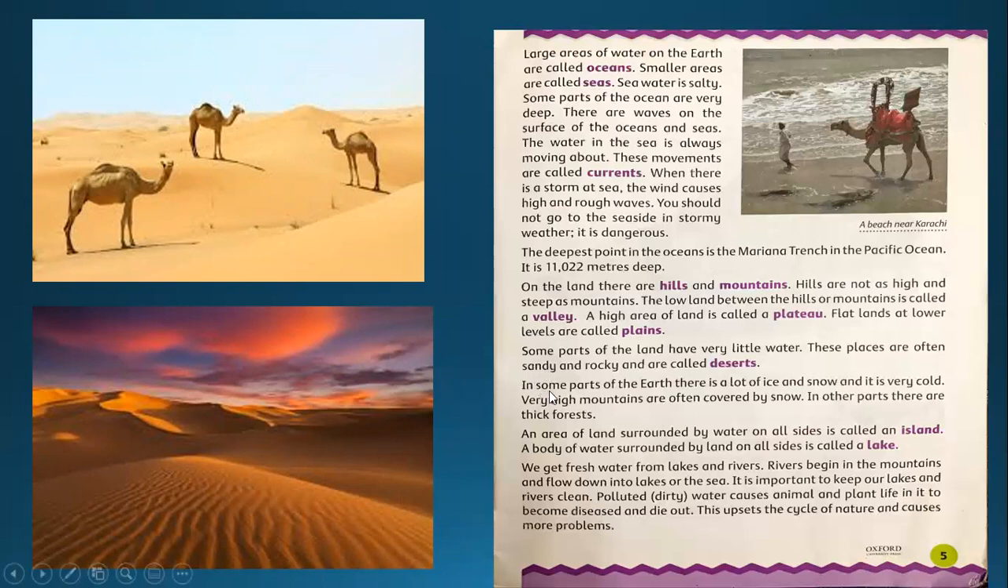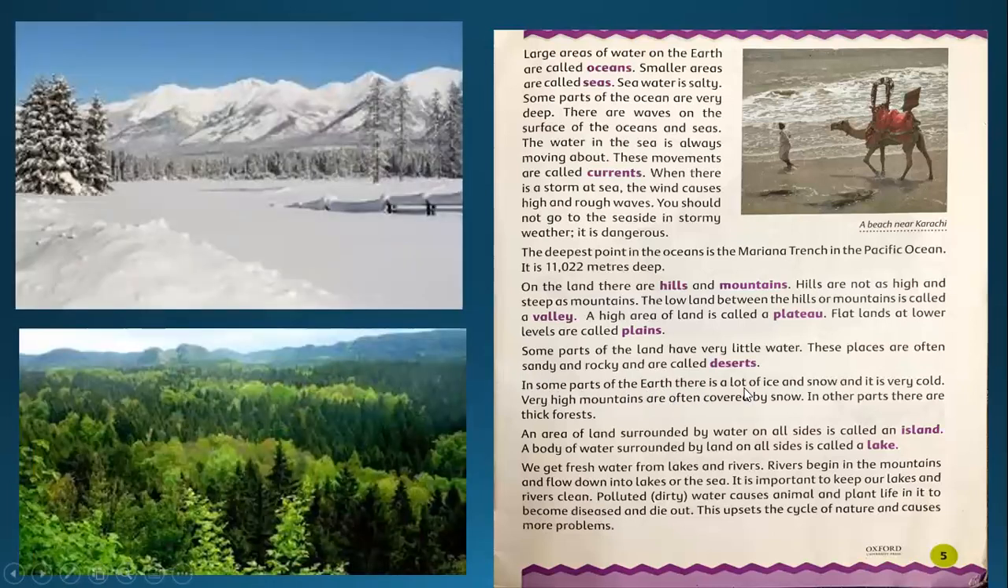Okay, let's move further. In some parts of the earth, there is a lot of ice and snow, and it is very cold. Look like this. There are high mountains, and this whole area is covered by snow and ice, and obviously it is very cold.